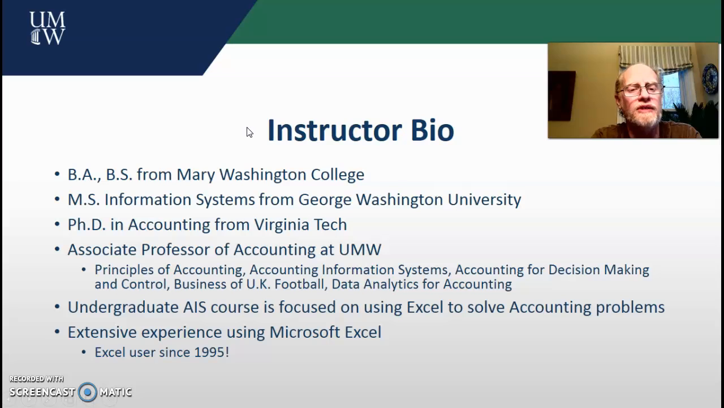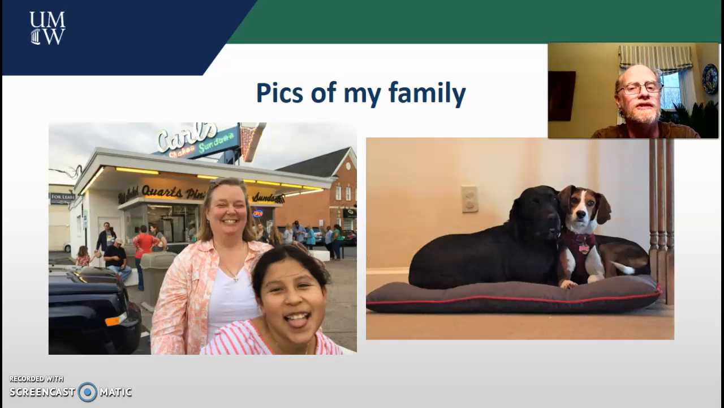I graduated from Mary Washington College with a bachelor's degree in economics and business back in 1995. I have a master's degree in information systems from George Washington University and a PhD in accounting from Virginia Tech. I'm currently an associate professor of accounting at UMW, where I teach accounting information systems, principles of accounting, accounting for decision making and control, and also data analytics for accounting. My accounting information systems course is focused on using Excel to solve accounting problems, and I have extensive experience using Microsoft Excel.